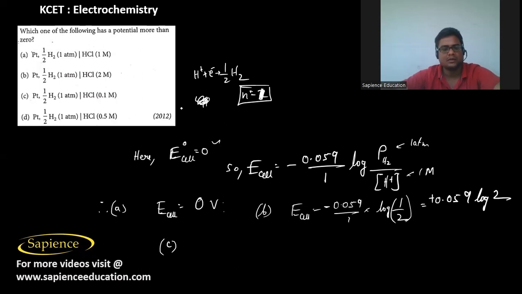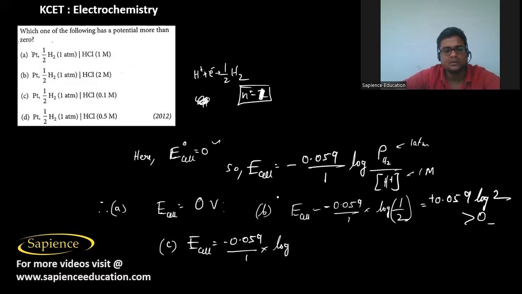means the electrode potential is more than 0 here. And in option C, we can see that E cell will be minus 0.059 by 1 into log of the pressure of H2, that is 1 atmosphere, by concentration of HCl, that is 0.1 molar. So this will be log 10, that is 1. So it is minus 0.059 volt, which is less than 0.